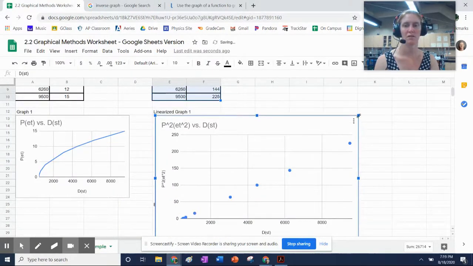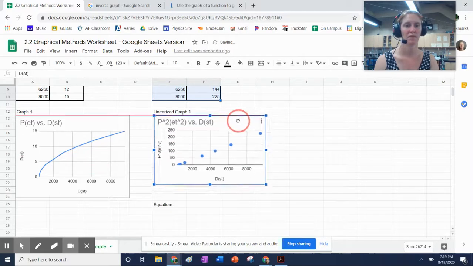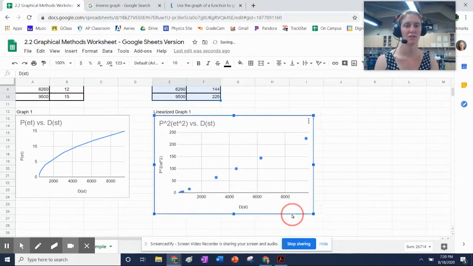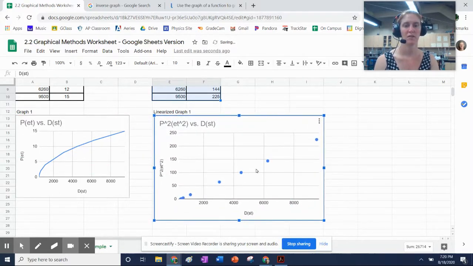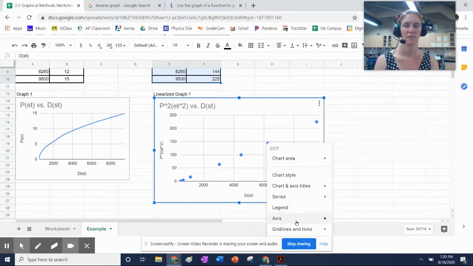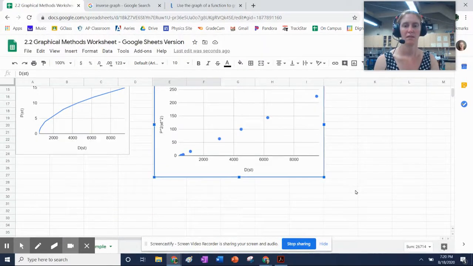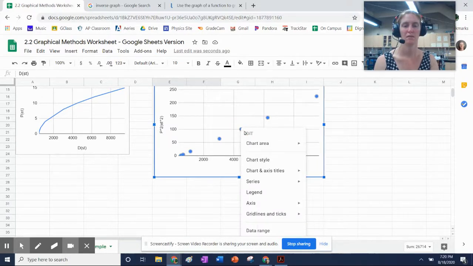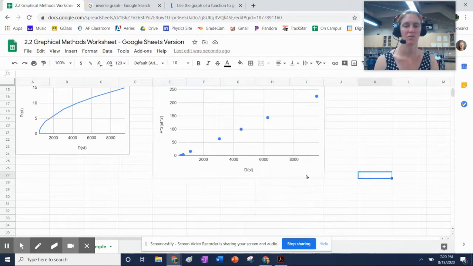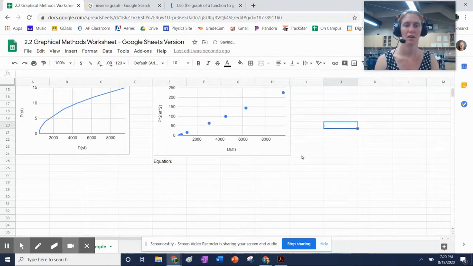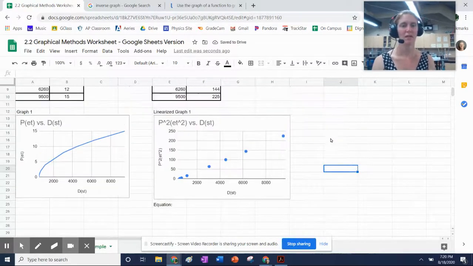So if I look at this graph now, this graph does look like a straight line. If I look at all of these dots together, it looks like a straight line. And if you click on this, oh, I'm thinking of a different program. I was going to show you how to put a best fit line on there. All right, so now all I need to do is find the slope of this graph.